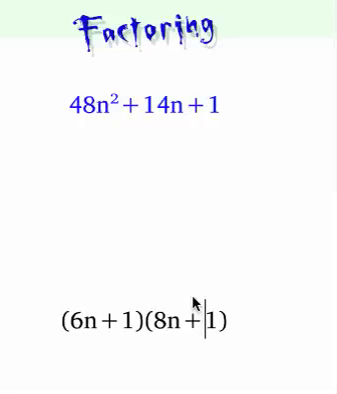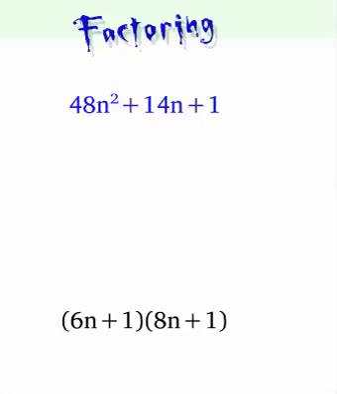Okay, we have 6 times 1 is 6. 1 times 8 is 8. Plus 1 times 8 is 8. So 6n plus 8n is 14n. So this actually works out. And that's trial and error.